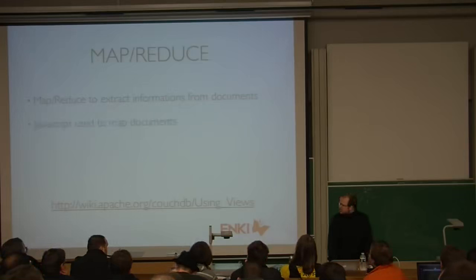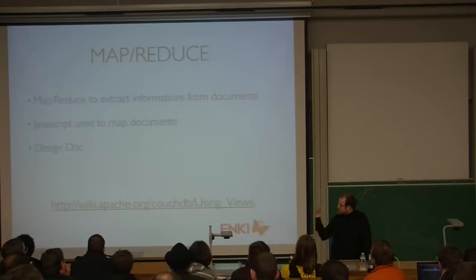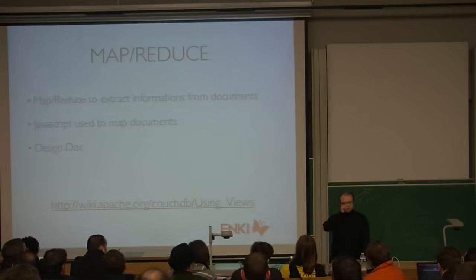JavaScript is used internally to map documents and reduce them. Each map and reduce function is written in JavaScript, and everything is stored in a specific document that we call the design doc. Each ID of a design doc starts with _design in lowercase. This is somewhat like Lotus Notes, where you have some design documents to make a specific view of your data.